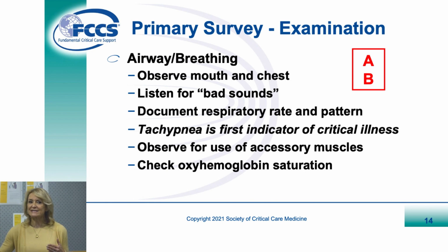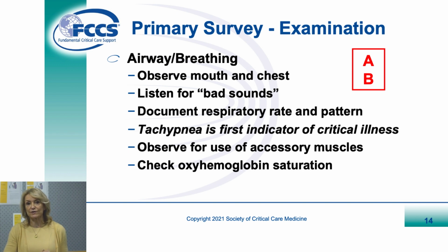Why? Because it's not measured by a machine. So an automated machine can give you the heart rate, the blood pressure, the pulse oximetry, the temperature, but it doesn't give you the respiratory rate. So people don't measure it and document it. And yet, it is the single most important vital sign in detecting impending respiratory failure. So remember to count and document the respiratory rate.